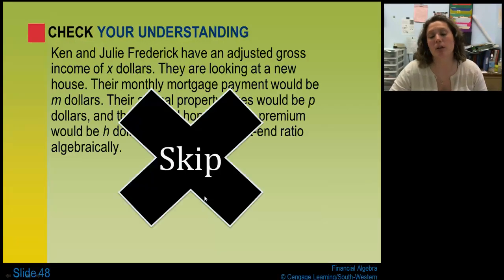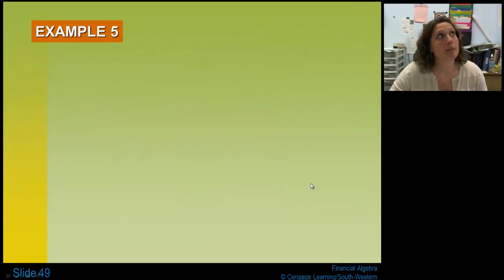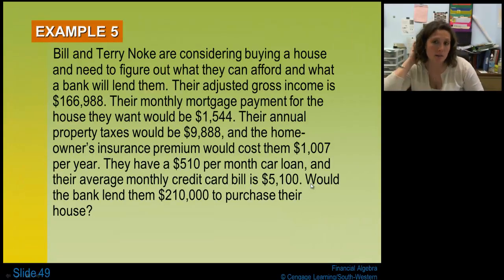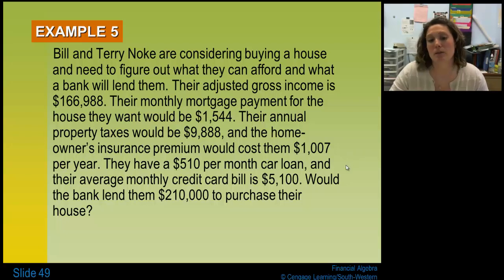Check your understanding. We're going to go ahead and skip this question. Example 5. Bill and Terry are considering buying a house and need to figure out what they can afford and what a bank will lend them. Their adjusted gross income is $166,988. Their monthly mortgage payment for the house they want would be $1,544. Their annual property taxes would be $98.88, and the homeowner's insurance premium would cost them $1,007 per year. They have a $510 per month car loan, and their average monthly credit bill is $5,100. Would the bank lend them $210,000 to purchase their house?